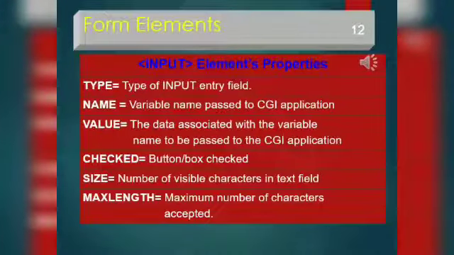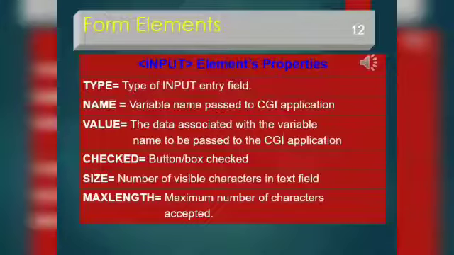Any element, when used first, has to be declared with the type. For example, a text box will be shown with the type text. Name will be with what name it is stored in the server. Value is what value is passed to that variable. Checked, if it is a radio button, then it is checked or unchecked.